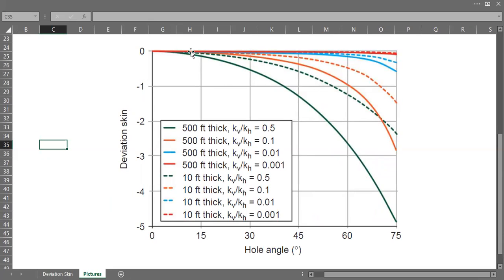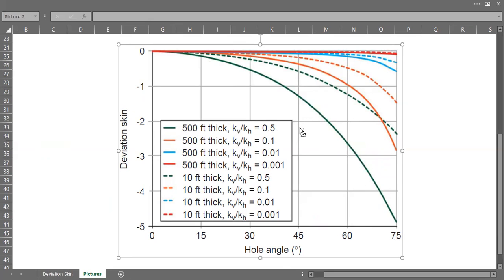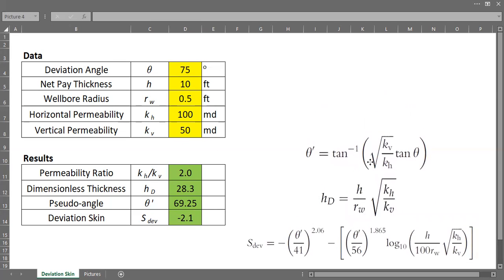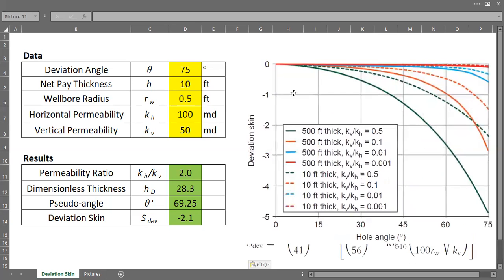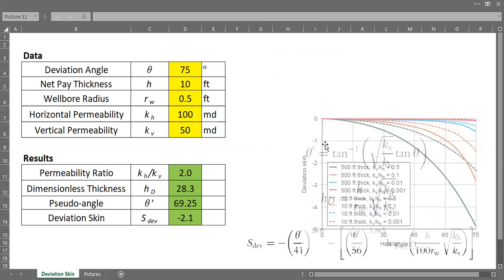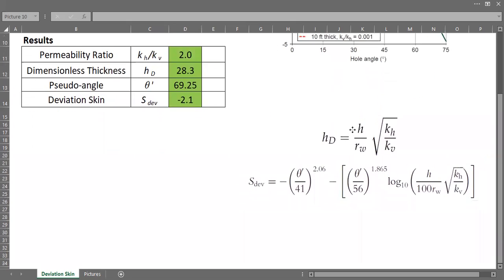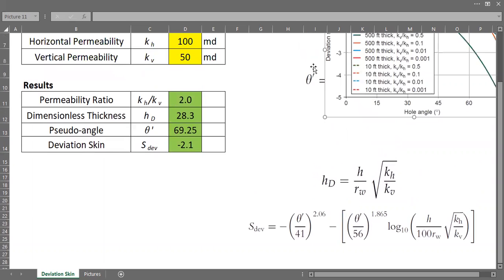Here we have, for example, this dark green line. We have a case of 500 feet thick of the reservoir and kV by kh of 0.5. So for example, we will try 75 hole angle. So let's check it out. I will copy this plot. I will put it here. Okay, let me put them down here.